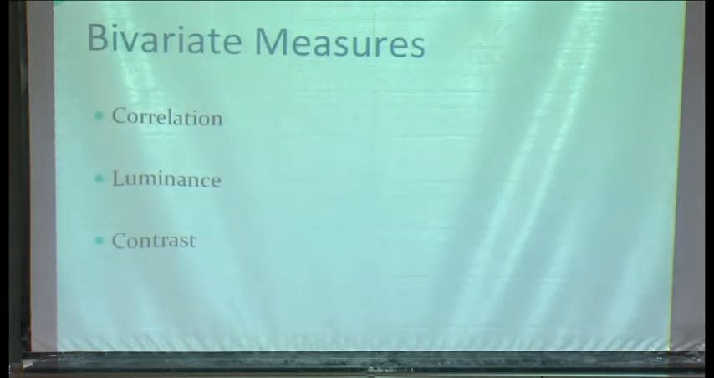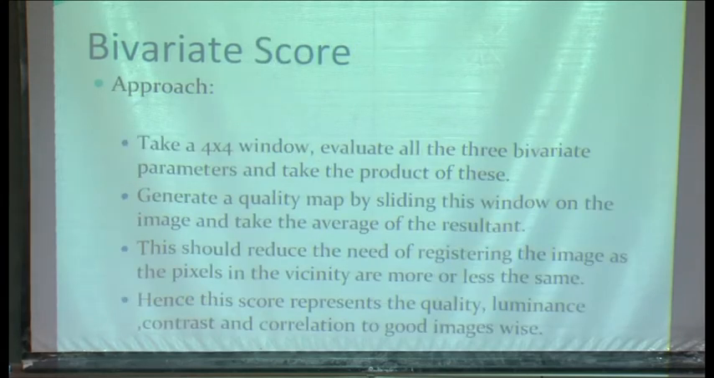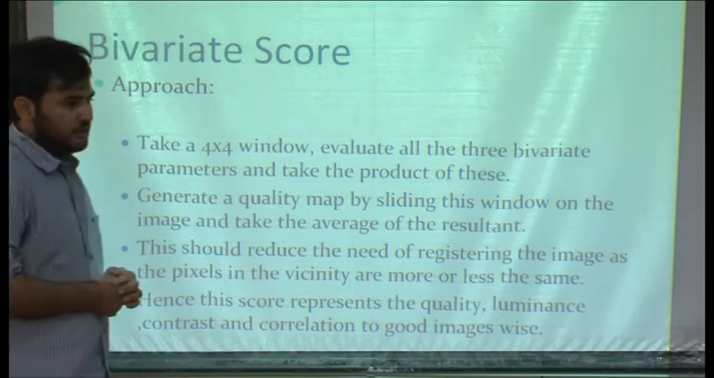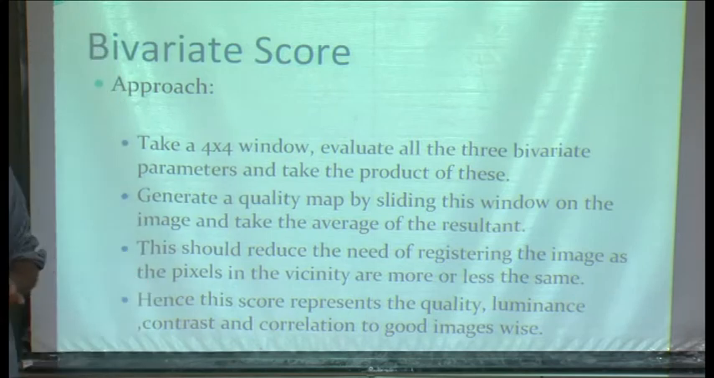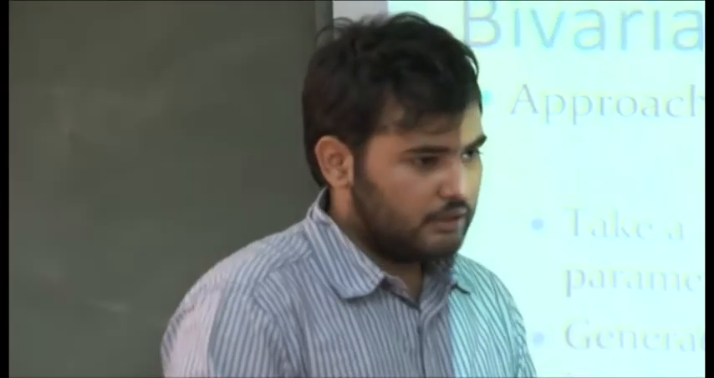Now I come to the bivariate measures. In the bivariate measures, I converted the images into a one-dimensional array and calculated the standard deviations between the two images, and also the mean of both the images. Now, as pointed out by sir in the last class, if there is a shift in the code, then it requires some image registration.